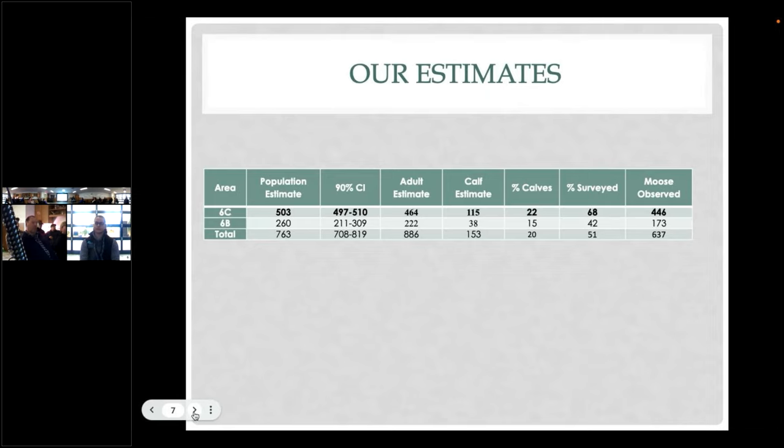The range and the precision of the survey is very tight. So 497 to 510, that's the tightest confidence interval I've ever seen doing moose work, and I've been doing it for 15 years now. You can see that we had 22% calves, which is a great calf percentage, and that is consistent with what we see on the West Delta for really great calf production.